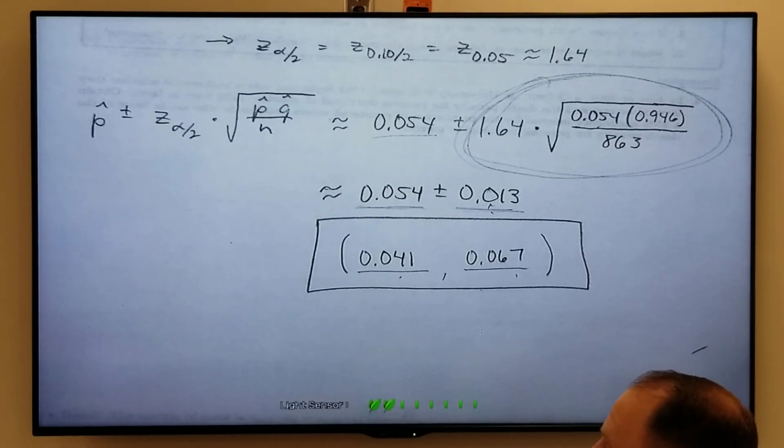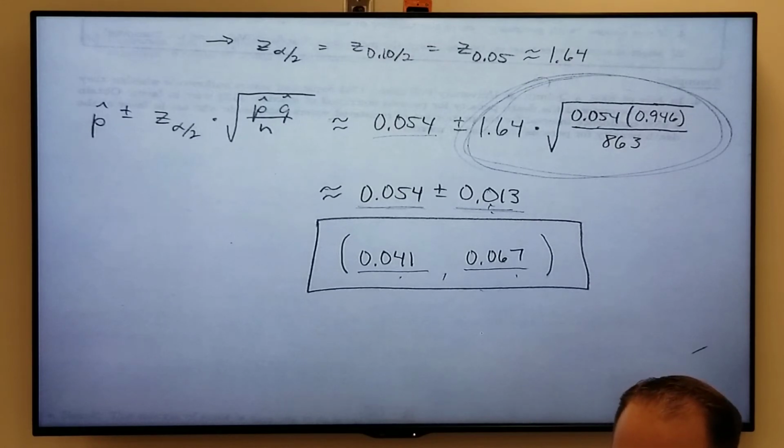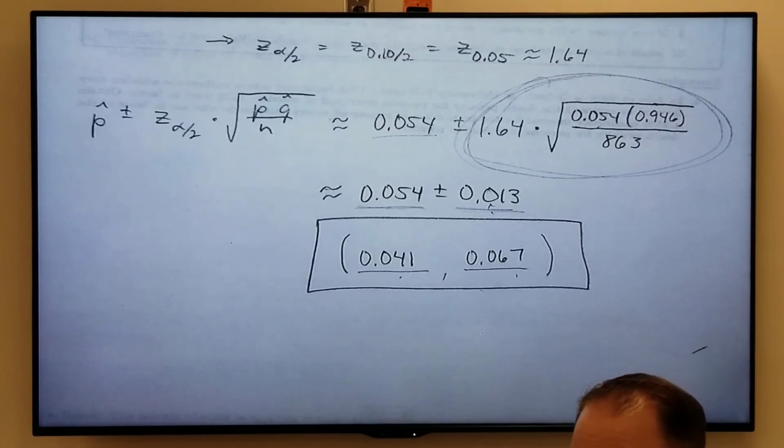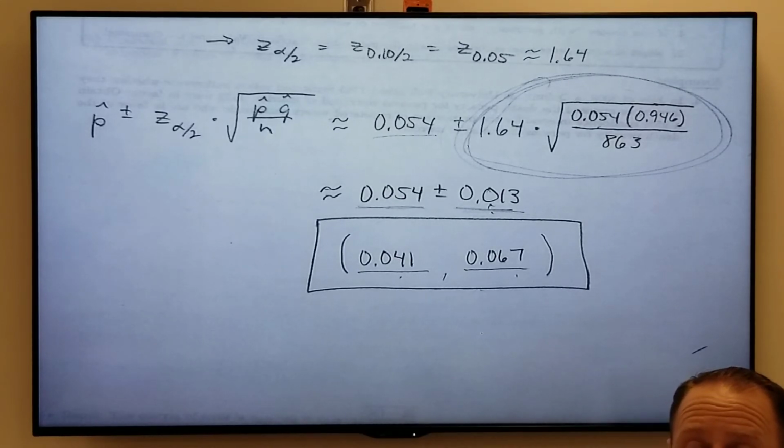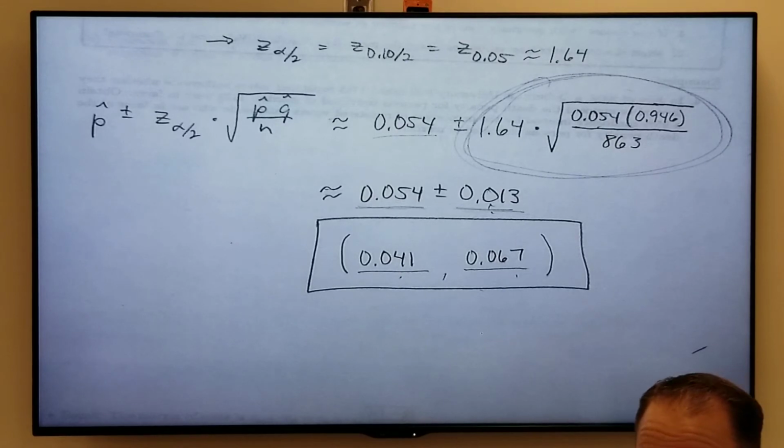I think it's pretty amazing. I think it's pretty interesting. This isn't just a guess, right? We're not saying, oh, well, we guess it's somewhere between 4.1% and 6.7%. No, we're exactly 90% certain that it's somewhere between 4.1% and 6.7%.